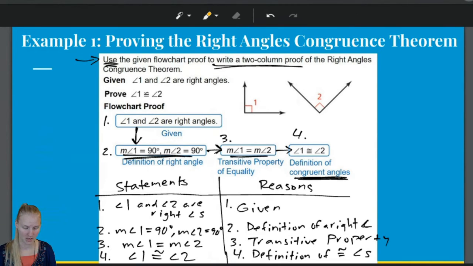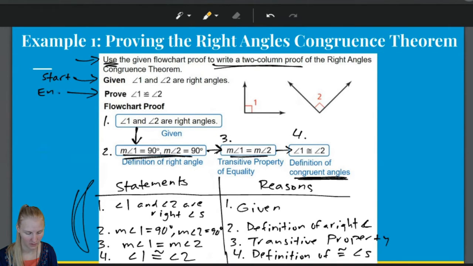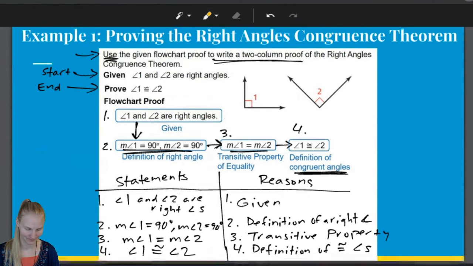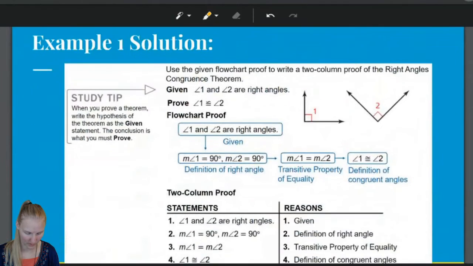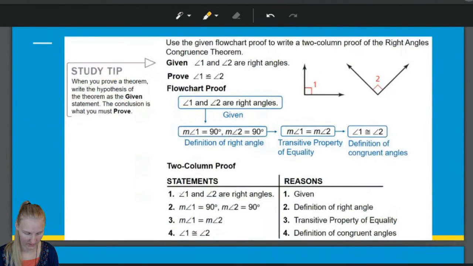Okay, beautiful. We used the flowchart. We have written our two-column proof. We started with what we were given, and we ended with what we needed to prove. So, we're done. We did the problem. Beautiful! We can check and make sure that we were right. Yes, yes we are.